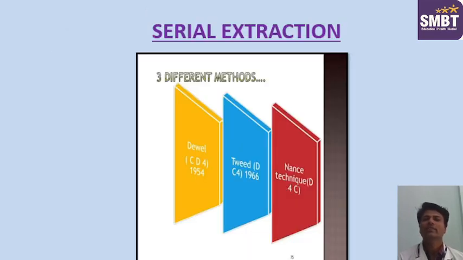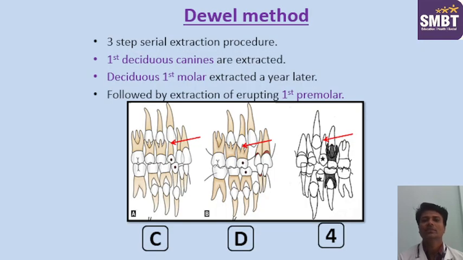So there are three different methods for serial extractions. What are those? Dewel's method, Tweed's method and Nance method. So what is Dewel's method? It is a three-step serial extraction procedure where the extraction of three teeth is carried out. Here at the age of 8 to 9 years, the deciduous canine is extracted. So why are we removing the deciduous canine? To allow for the proper alignment of the anterior teeth.